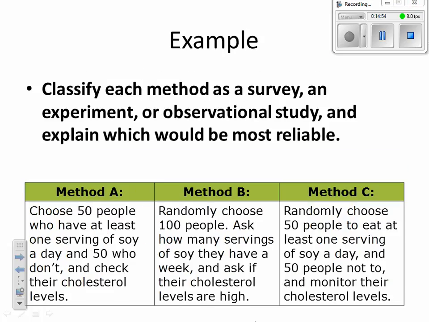Okay. Method B, randomly choose 100 people. Ask them how many servings of soy they have a week and ask if their cholesterol levels are high. So you're not measuring their cholesterol levels. All you're doing is taking their word for it. If you are trusting your subjects to just give you verbal confirmation or go on their own judgment, if you're just asking them questions, that would be a survey. So method B is just a survey.